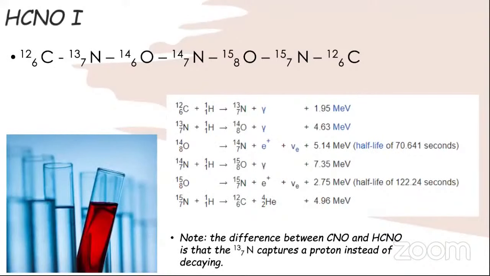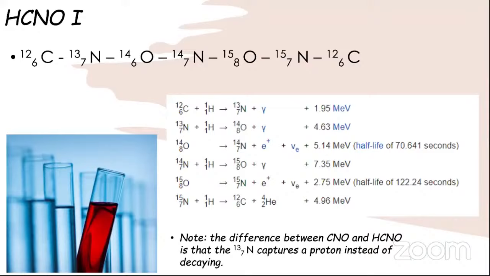So here the process of HCNO is that carbon again captures one proton and gives nitrogen plus gamma ray plus some energy. This nitrogen, instead of decaying, gains one proton and gives oxygen plus one gamma. This oxygen will undergo a decay process and gives nitrogen plus positron plus electron neutrino.